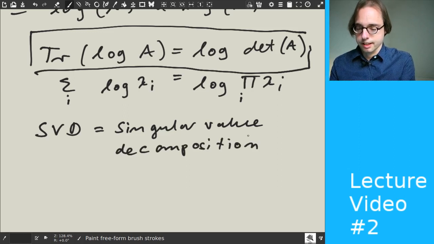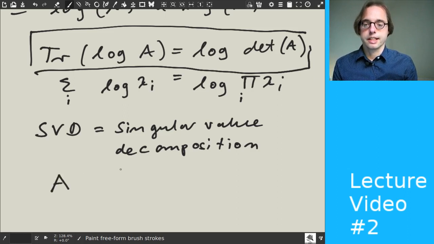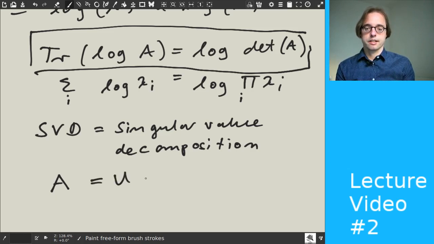And this is basically a generalization of the eigenvalue decomposition. So we have A. In A, we're assuming that it's a square matrix, but now we can use basically any matrix, and then we can write A as follows: U D V transpose. So D is a diagonal matrix of singular values.